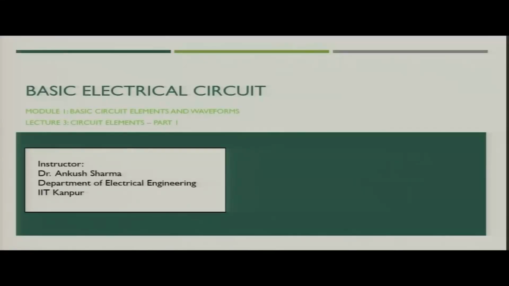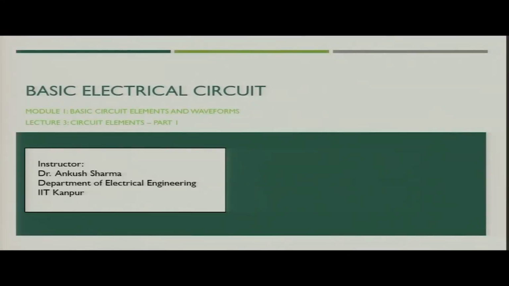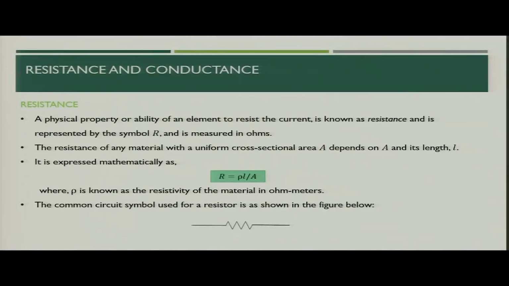Namaskar. So, today we will discuss the various circuit elements in this lecture. Basically, the major passive elements in our electrical circuits are resistor, capacitor and inductor. Today we will discuss the various properties of resistors, capacitors and inductors. Let us start with the first element called resistor.